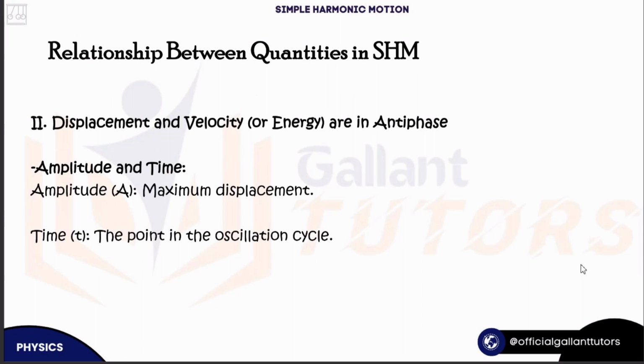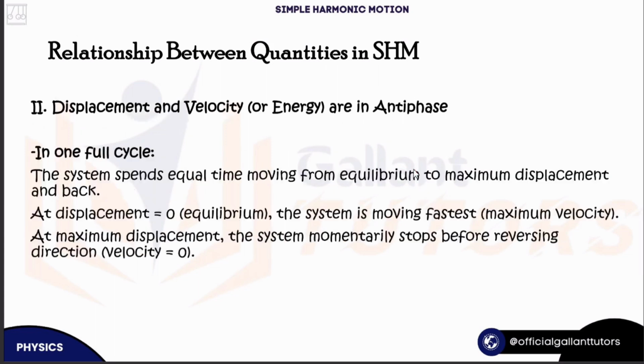Alright, so what can we ascertain in respect to amplitude and time? Amplitude is the maximum displacement. Now, amplitude is related to time, as the amplitude literally reduces with time. So the time here is specified as a point in the oscillation cycle. Now what are we going to take? I've been saying a lot of things now. So what's the key point? What do you need to understand out of this particular relationship?